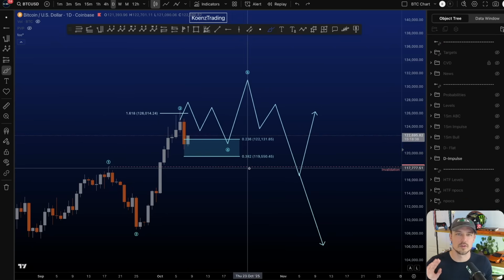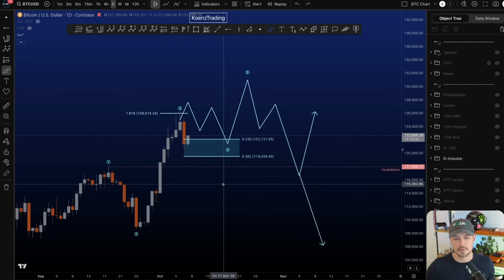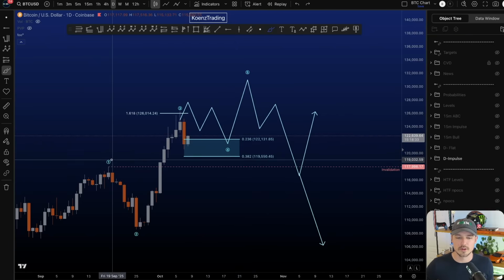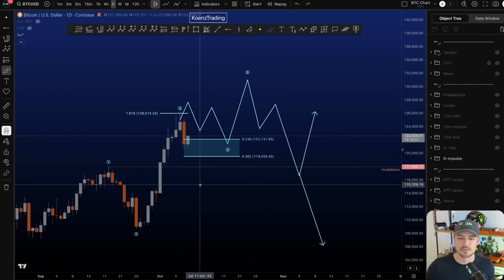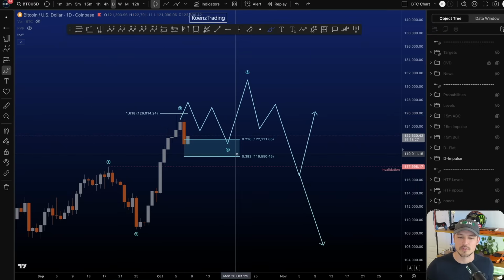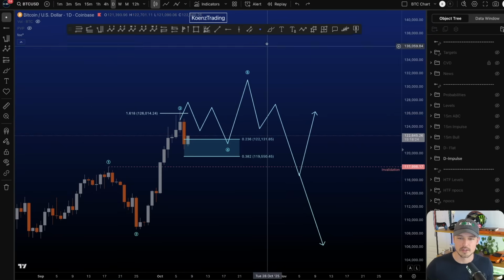Preferably, this wave 4 is going to take about a week, maybe longer, but commonly wave 4 is quite similar in time compared to wave 2. Wave 2 was about a week, so preferably wave 4 takes about a week as well. Again, potentially a little bit longer.